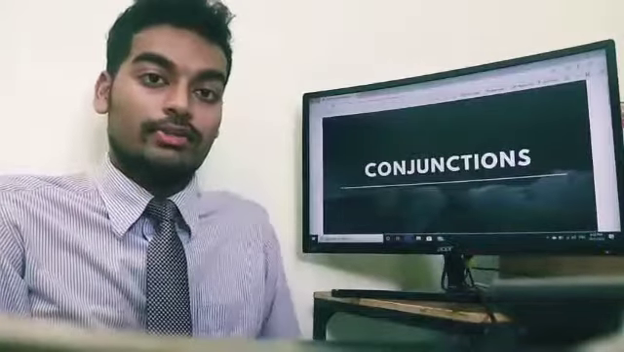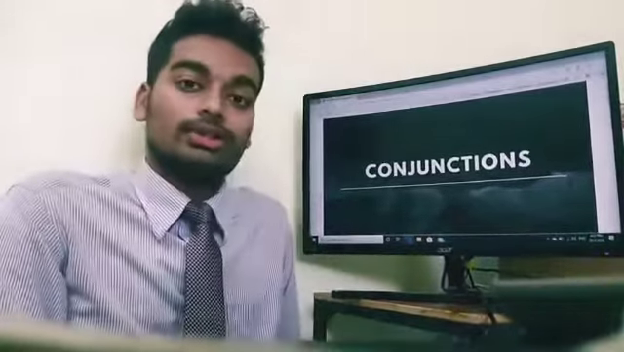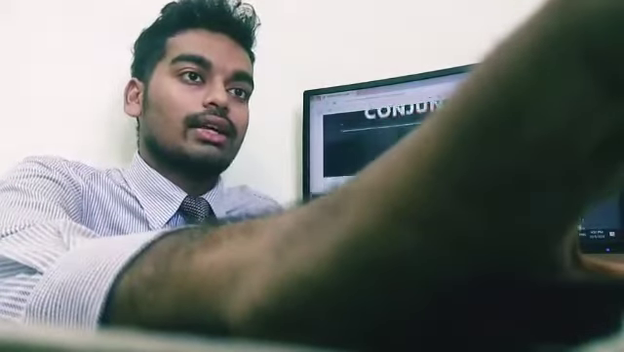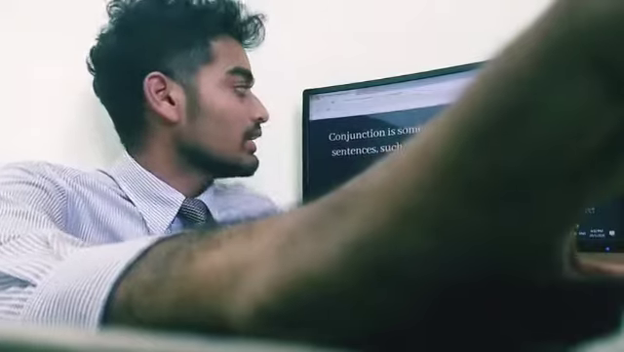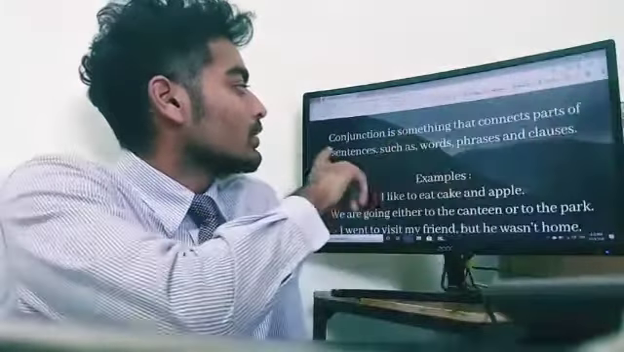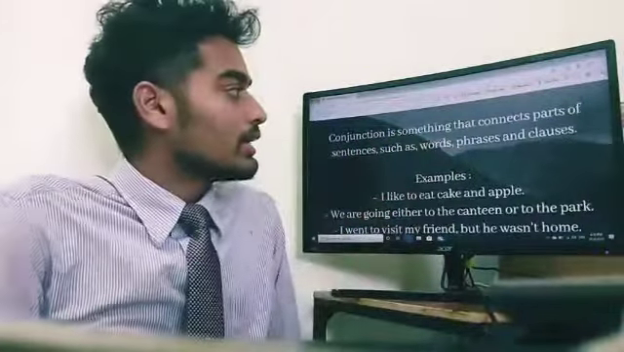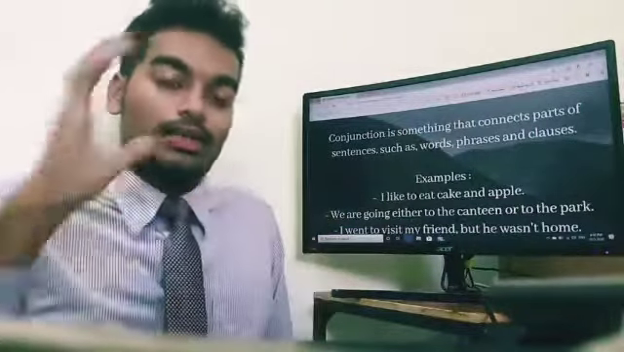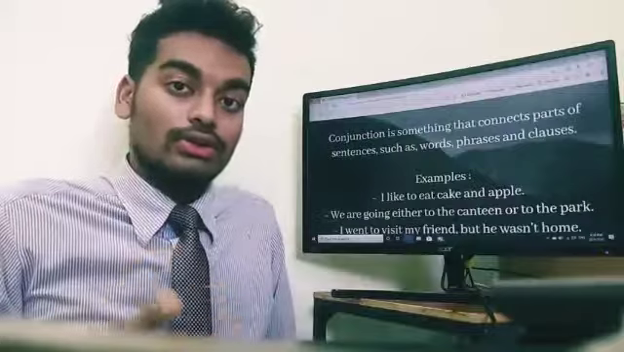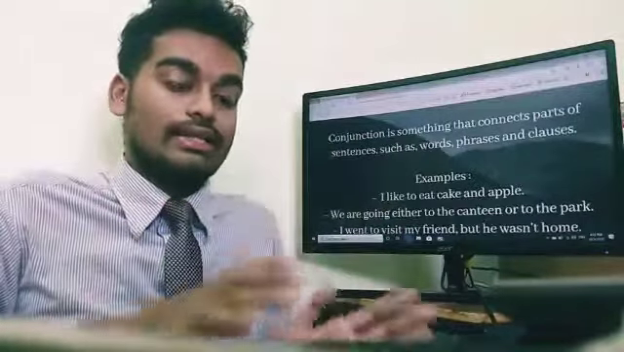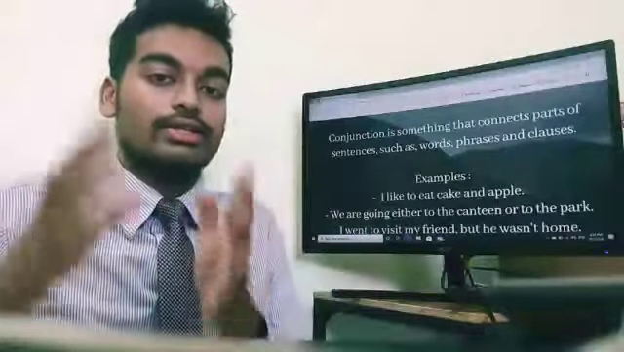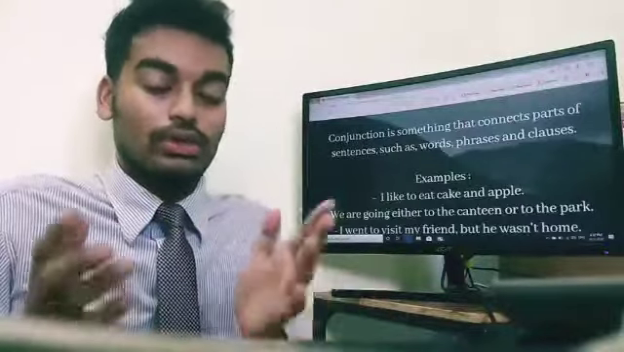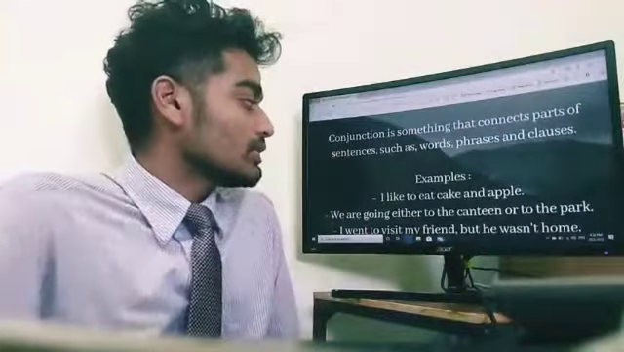So students, as I've said before, today we'll be learning about conjunctions. So we can go to the next slide in order to know what conjunction really is. Conjunction is a word that connects parts of sentences such as words, phrases and clauses. Different words, different phrases, different clauses can be connected to an existing word, phrase, clause or even a sentence by using conjunction.